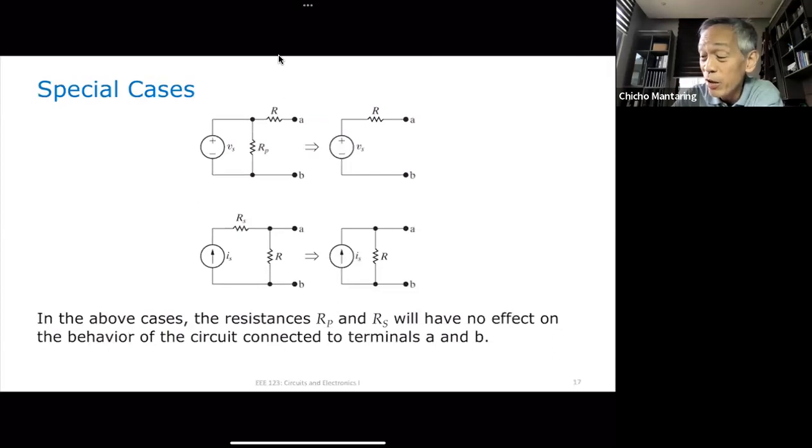It's the same here, no? If I have a resistor in series with an ideal current source, this is not going to affect the voltages and currents of the circuit connected at A and B, and therefore I can remove this when I'm doing my analysis. I just have to put it back if I want to determine the power delivered by I of S.